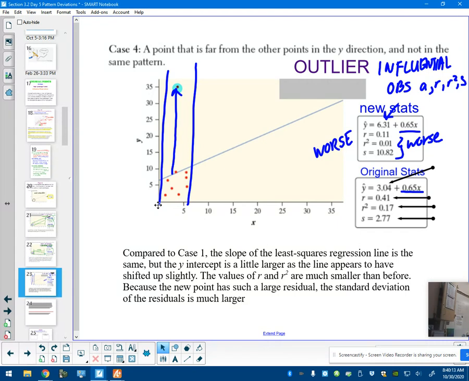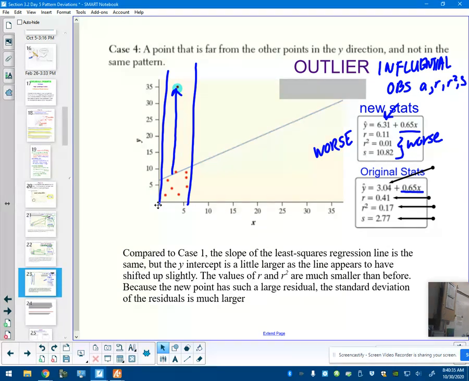To be influential, you just have to change one of A, B, R, R squared, or S. If you change A, it might change B and it might not. If you change B, it might change A and it might not. Influential, it doesn't matter. It just has to change at least one of the five. One or more of the five. Did that answer your question?